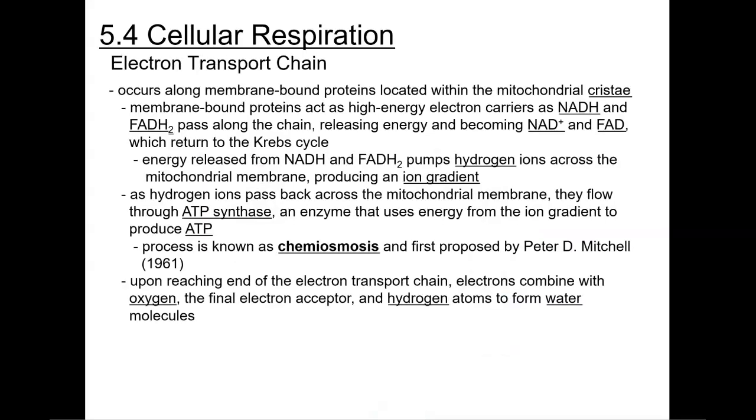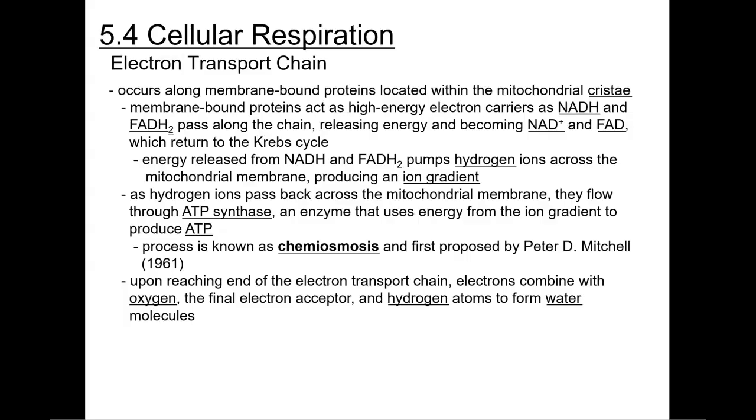The last stage is the electron transport chain. This occurs along the membrane-bound proteins located within the mitochondria's cristae. So we went from glycolysis in the cytoplasm to the preparatory phase and the Krebs cycle in the matrix of the mitochondria, the gel-like substance, to now moving to the membrane-bound proteins in what's called the cristae. These proteins act as high-energy electron carriers like NADH and FADH2. They pass these electrons down the electron chain and release the electrons, so now these molecules become NAD+ and FAD, and they return to the Krebs cycle to be reused again.